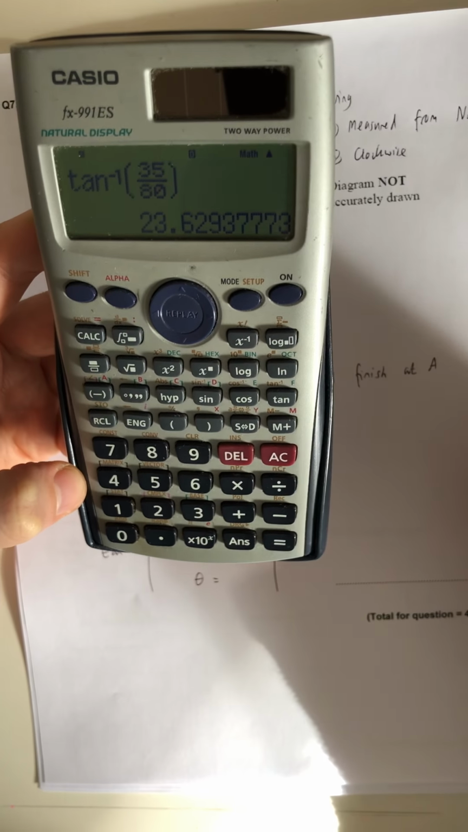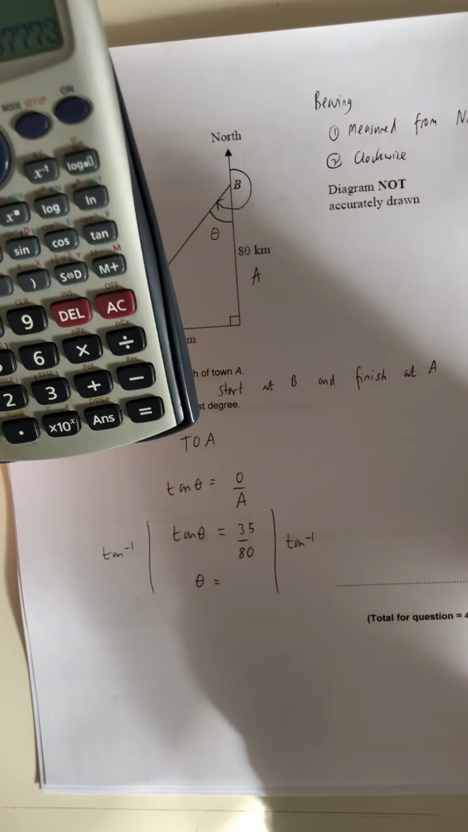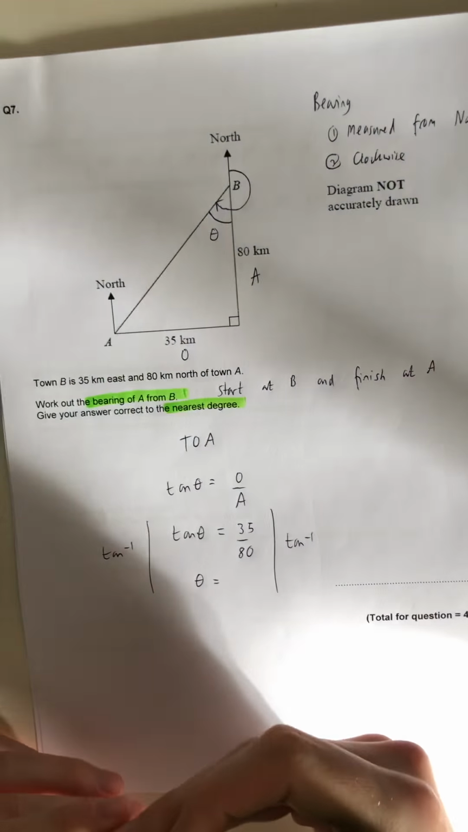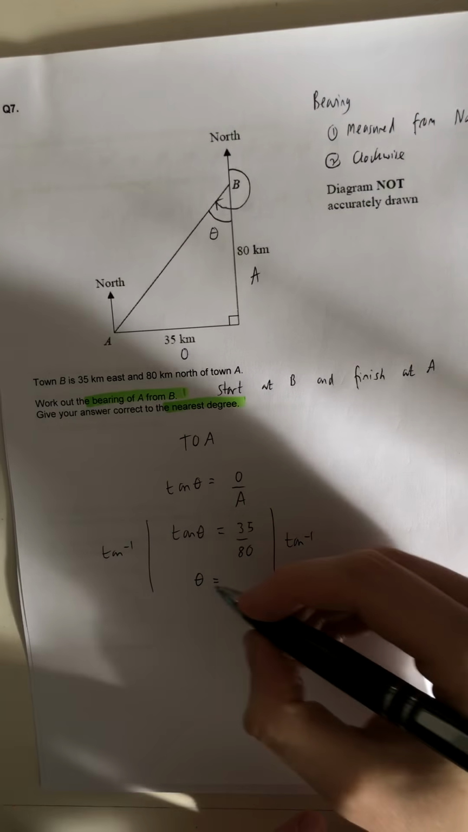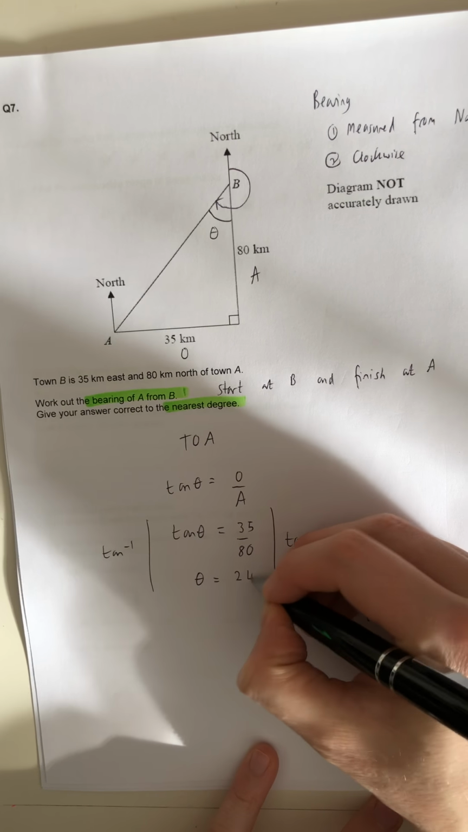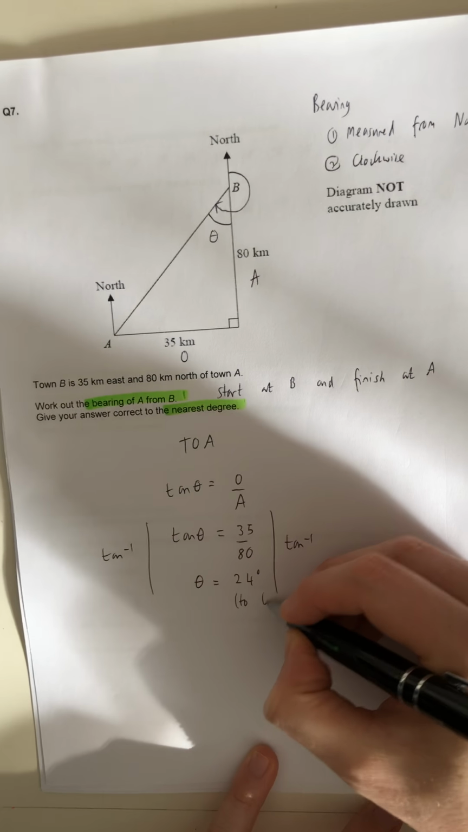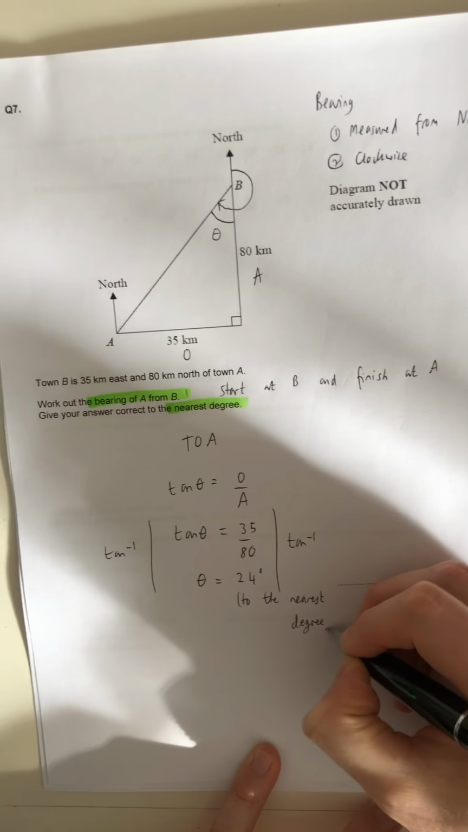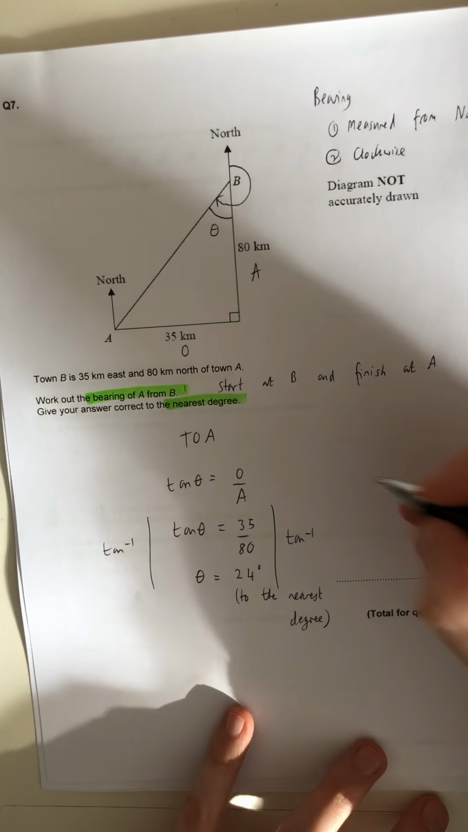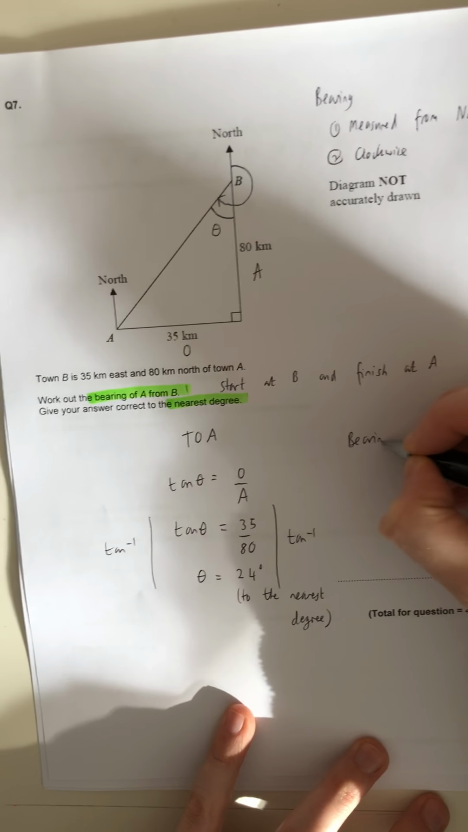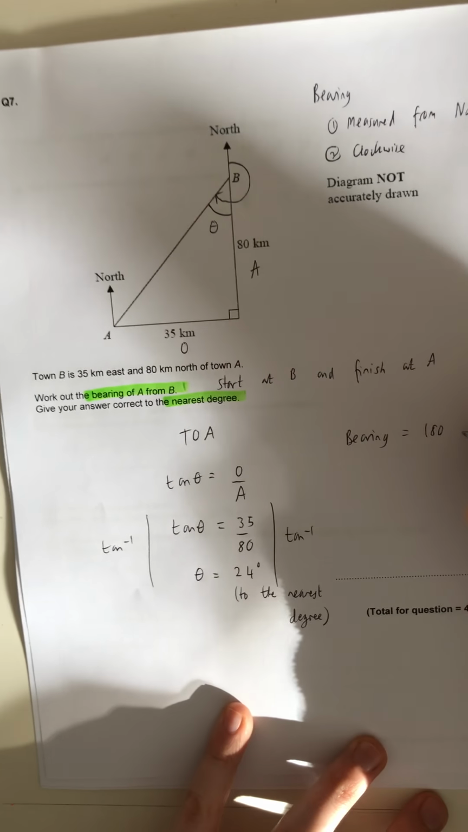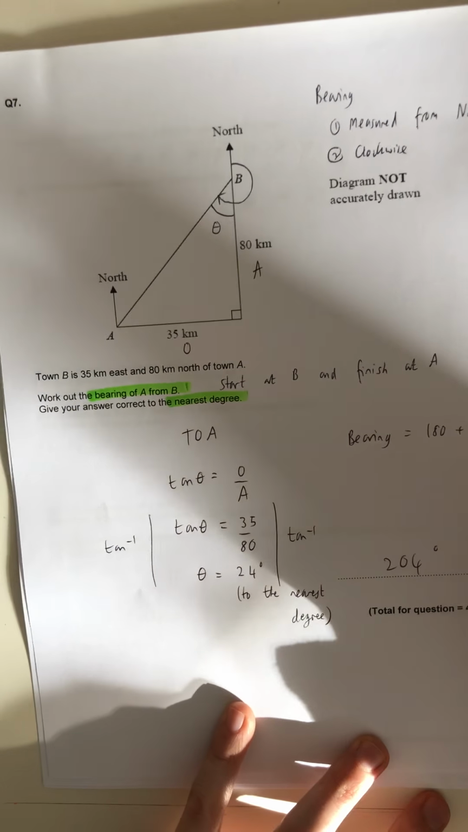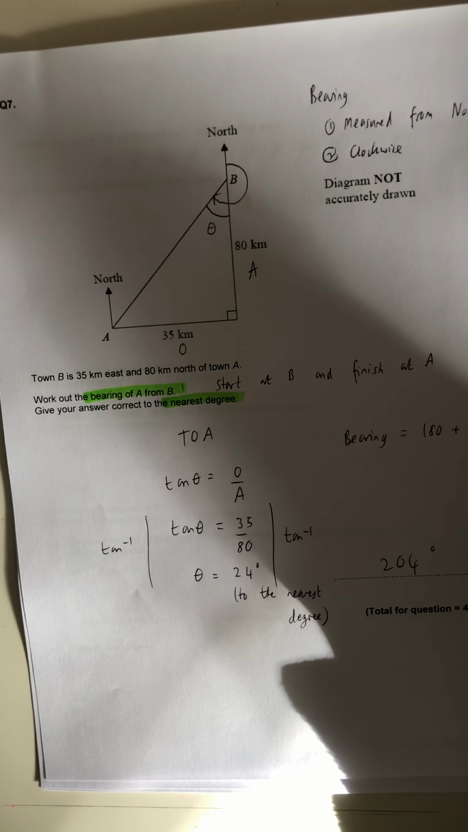Gives you 23.629, and so on, and I want it to the nearest degree, so 24 degrees to the nearest degree. But the final answer would be the bearing, which is 180 degrees plus my answer of 24 degrees, to give you 204 degrees as a bearing.